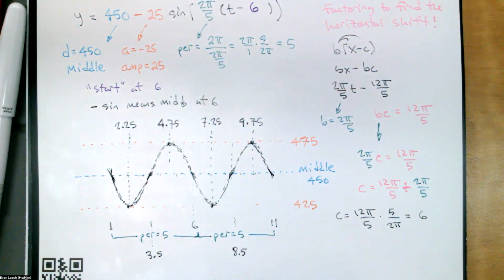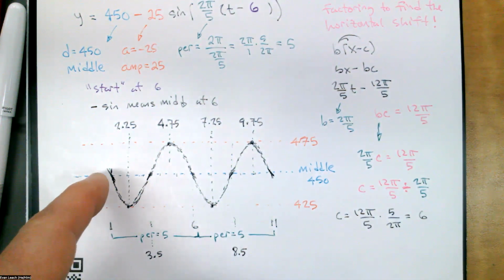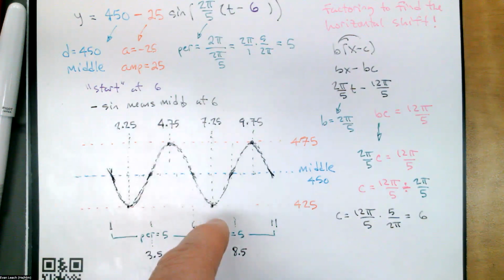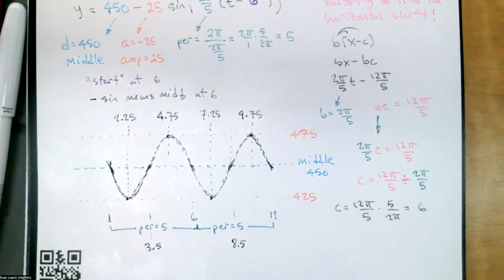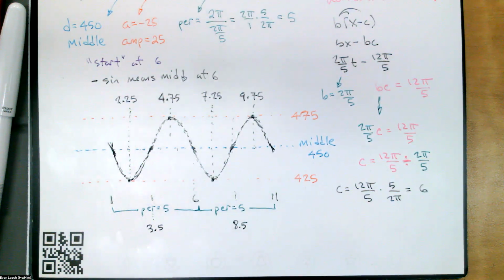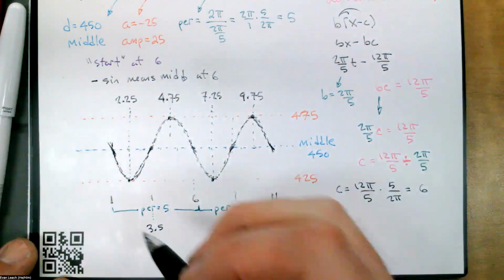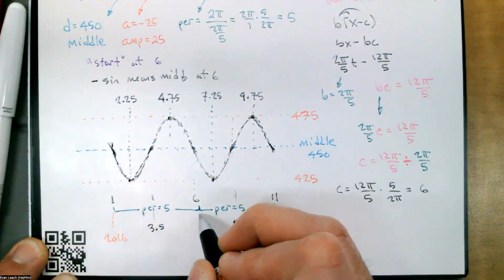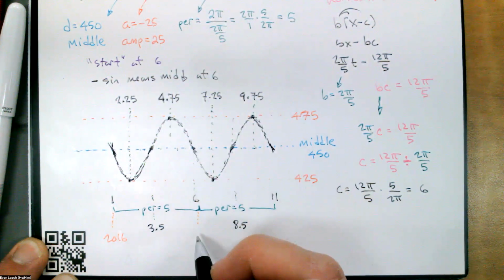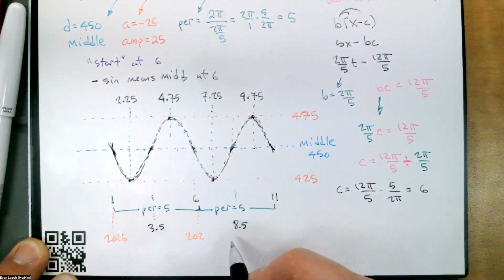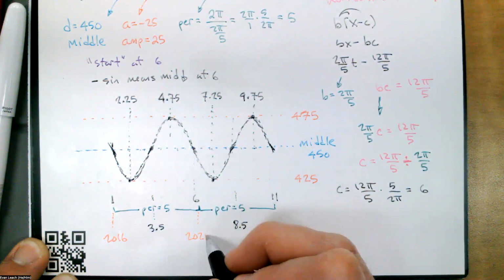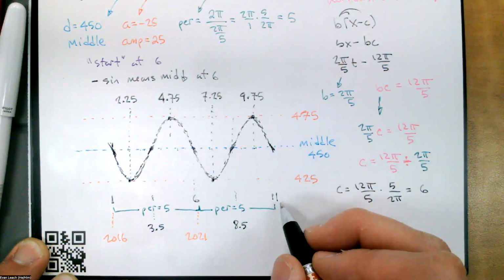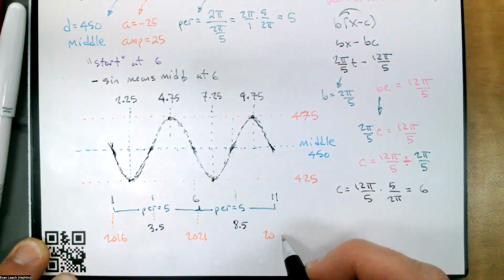And now we're watching this rabbit population in 2016: a decrease, and then increase, and then decrease, and then increase, and then decrease. So this here 1 corresponds to 2016. 6 years after 2015 is 2021. Plus 5 more, 11 years after 2015 is 2026.